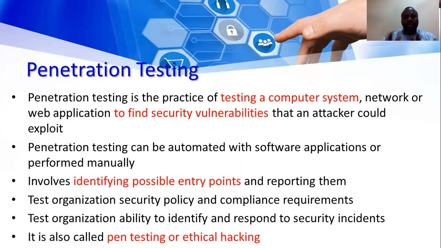So penetration testing can be automated. You can automate it with software. You can also perform it manually. In some cases, when you automate it, it makes your work easier to quickly perform the penetration test. Then penetration testing involves identifying possible entries, like I've said, and then you report them. Once you identify possible entries, you do what? You report them. That's why we call it pen testing, penetration testing, or ethical hacking.